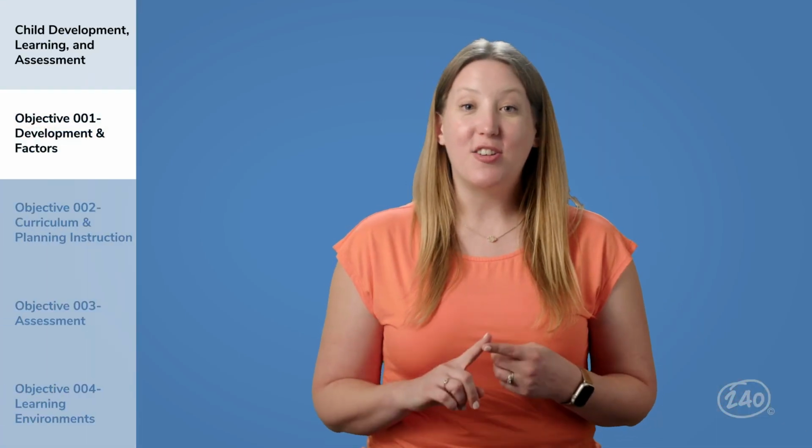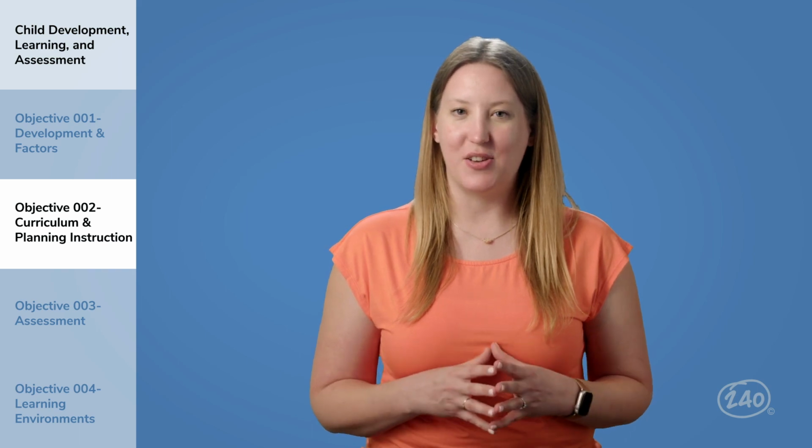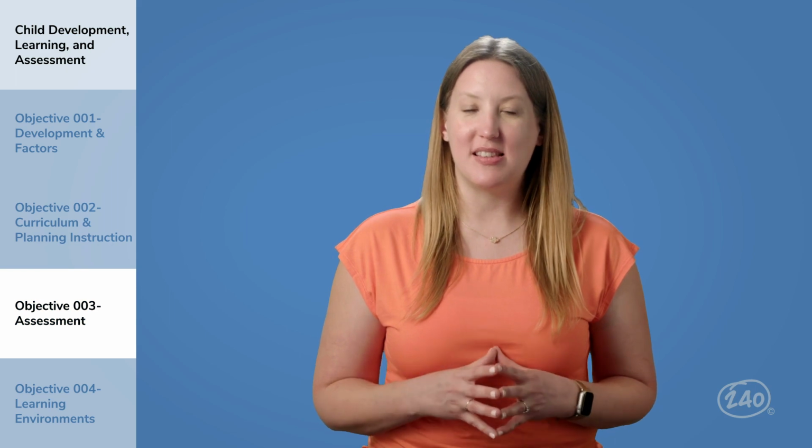Let's take it from the top with child development, learning, and assessment. This sub-area is worth 25% of the overall exam and contains 4 objectives in all. They are understanding early childhood development and factors that affect learning; early childhood curriculum and how to plan instruction based on knowledge of young children; the goals, benefits, types, and uses of formal and informal assessments; and how to create and maintain a safe and productive learning environment.